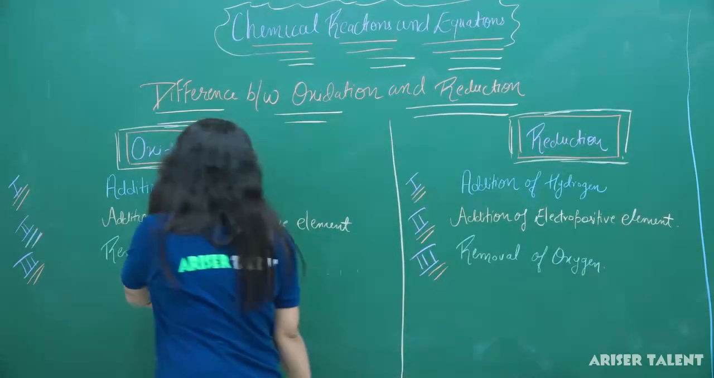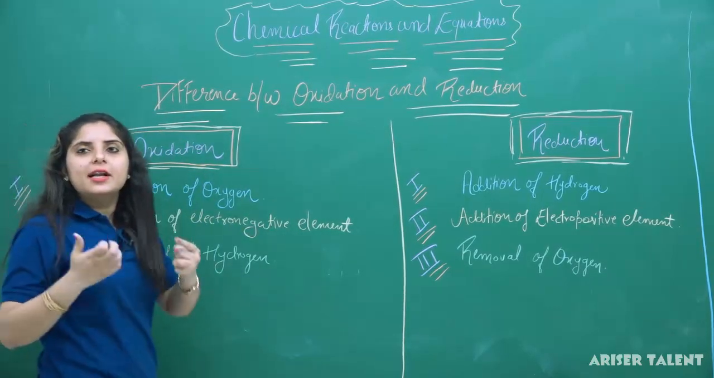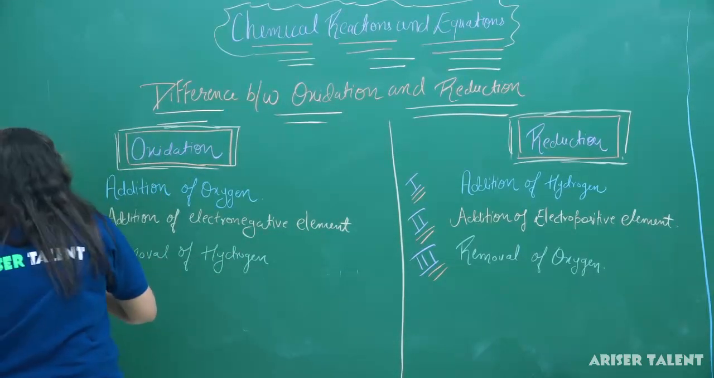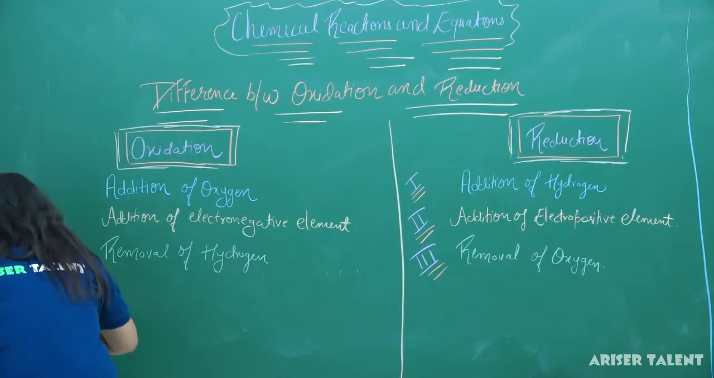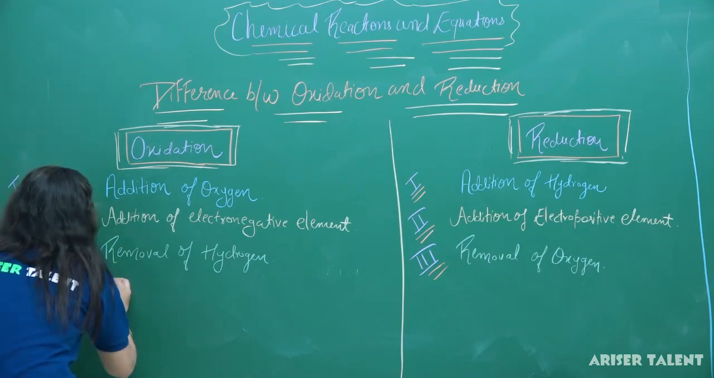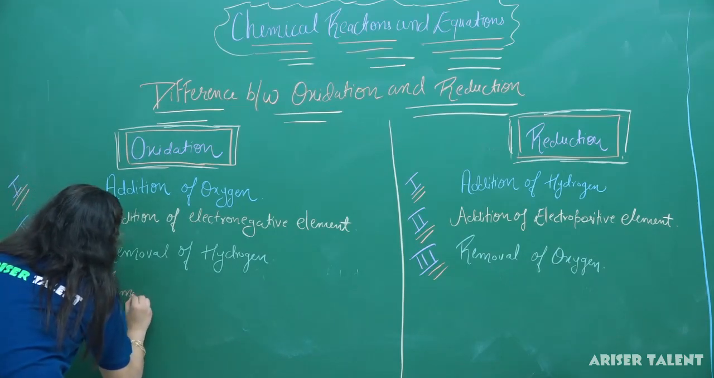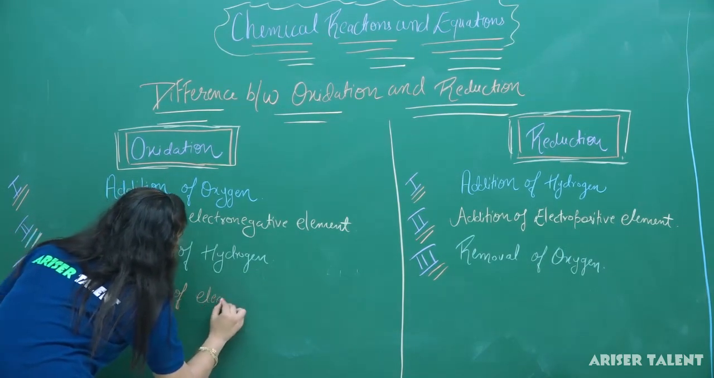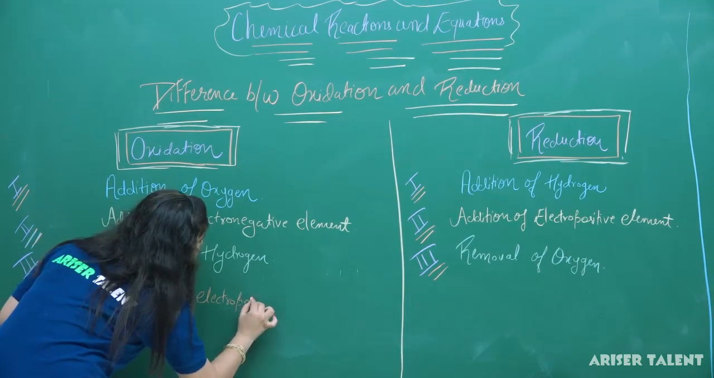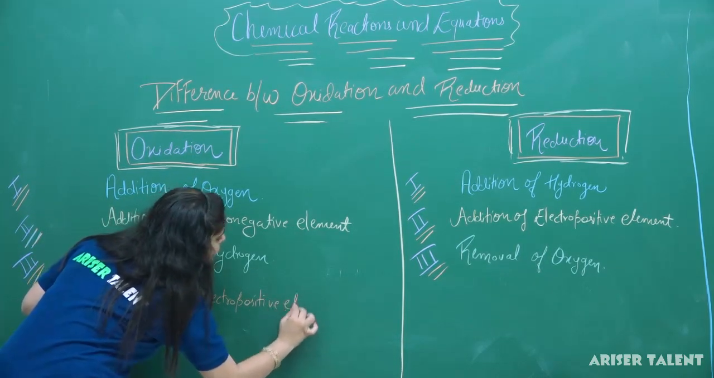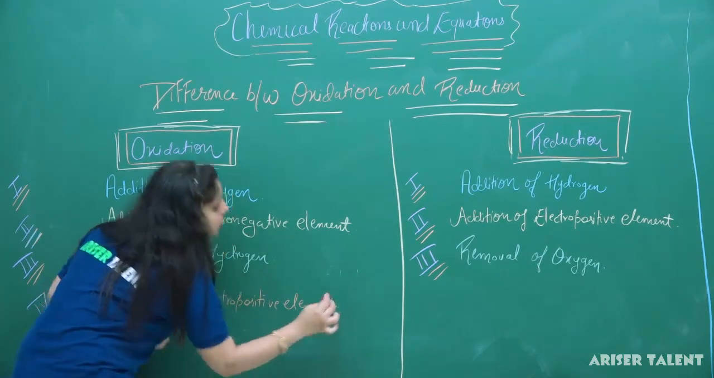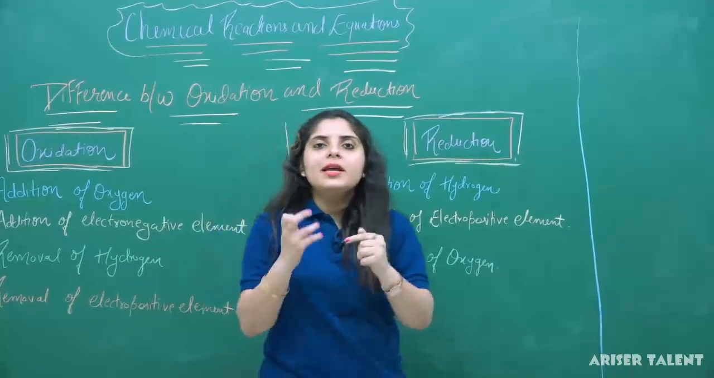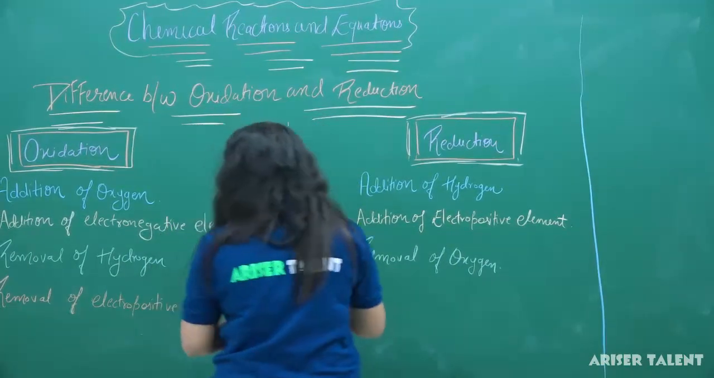Now, there is a removal of hydrogen. It means hydrogen is an electropositive element. So, there will be the removal of electropositive element. So, the fourth point is removal of electropositive element. In this case, there is a removal of oxygen. It means there will be the removal of electronegative element. So, our fourth point here is removal of electronegative element.